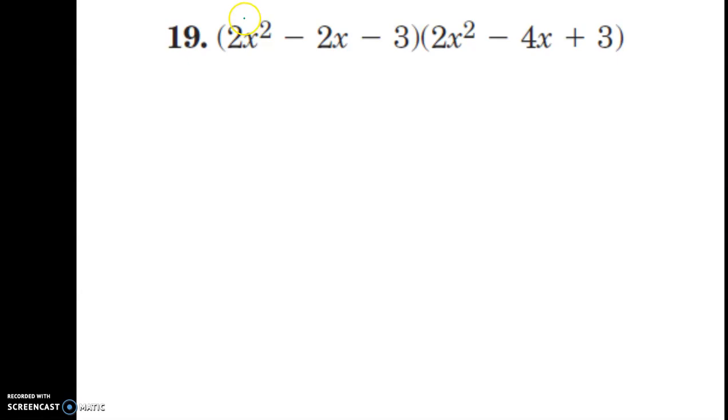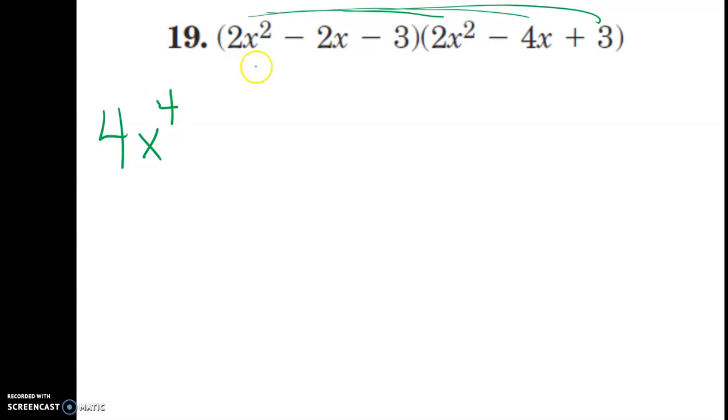Again, the idea is that we're going to distribute that first term to each of the ones inside. So we have 2x squared times 2x squared, which is 4x to the 4th. Pay attention to when we multiply and add our exponents together. 2x squared times -4x is a -8x cubed. 2x squared times 3 gives me a positive 6x squared. So take note, I'm picking up my subtraction and addition signs based on the value that I'm distributing.